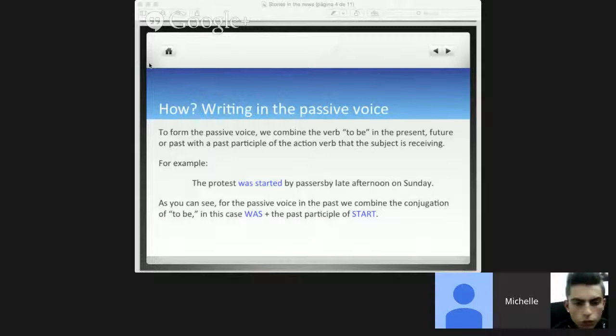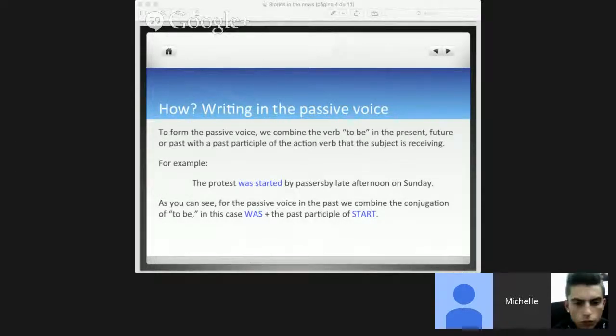Okay, so we're going to start going to how we form it. So to form the passive voice, first we combine the verb to be in the present, future, or past with the past participle of the action verb that the subject is receiving. So, for example, the protest was started by passers-by late afternoon on Sunday. So, as you can see, for the passive voice in the past, we combine the conjugation of to be, which is in this case was, and the past participle of start, right?